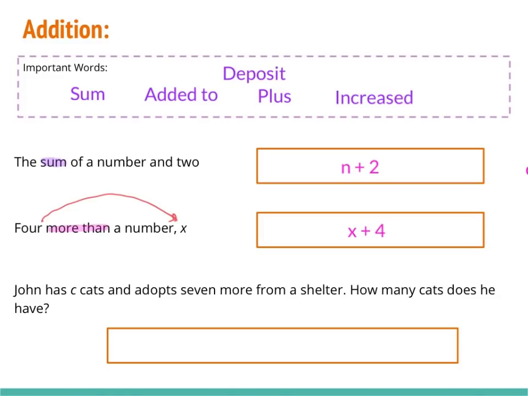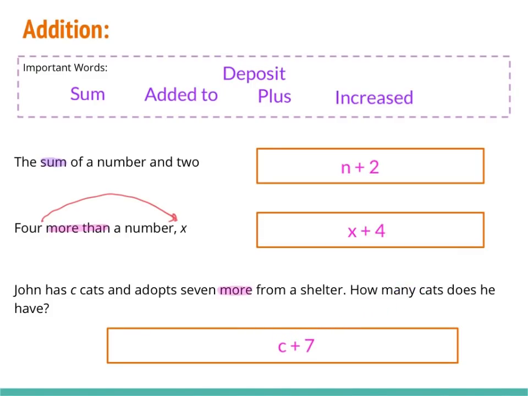The last expression I have is: John has c cats, so they've told me the variable I'm going to use, it's going to be c, and adopts 7 more from a shelter. How many cats does he have? Since the variable came first, I know that c is going to be the first thing that I talk about, and since I saw the word more, I know that I'm going to be talking about adding. So I'm going to have c plus 7 since it says that he's adopting 7 more cats. So c plus 7 is our expression.